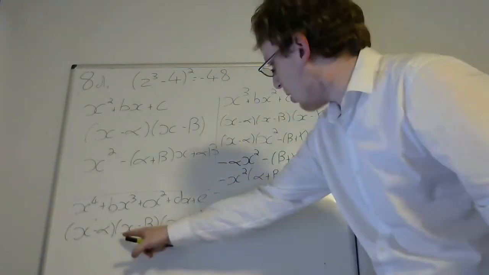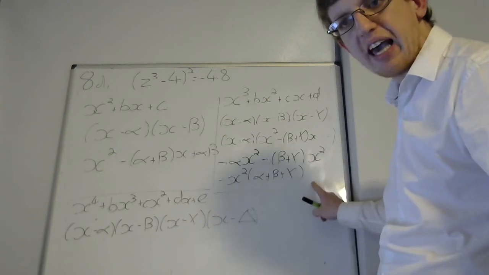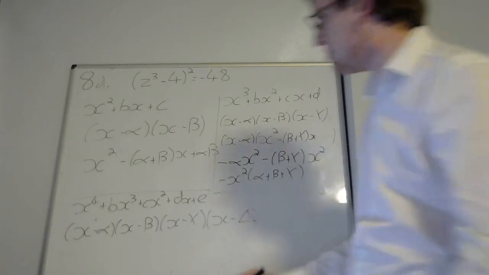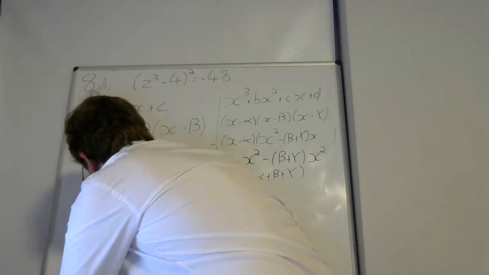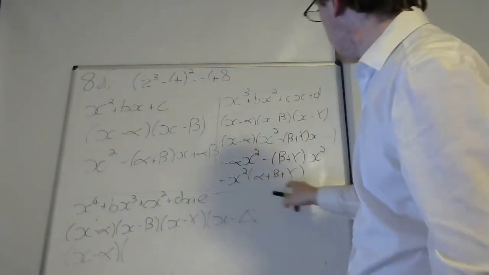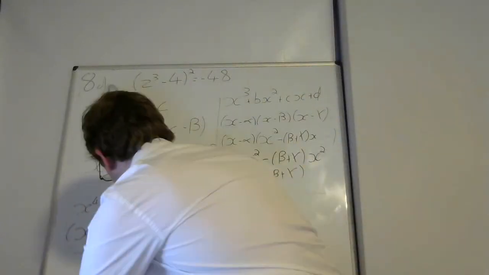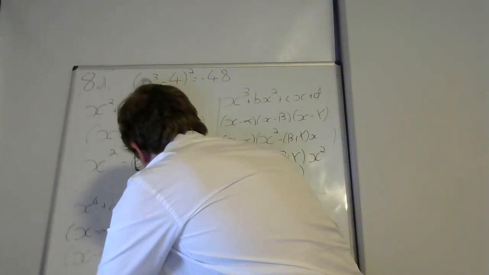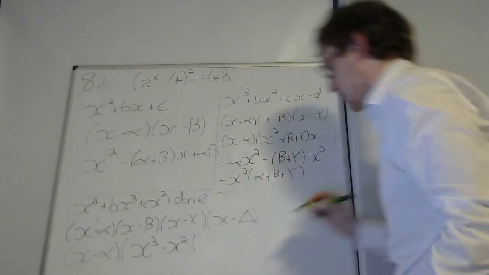Right. So with my three brackets here, I'm going to use this result to help me again. And I'm just going to write out the interesting stuff. So I've got x minus alpha times, and I'm just going to write down this interesting stuff here. So we'll have x cubed minus x squared, and in this case it would be beta plus gamma plus delta.